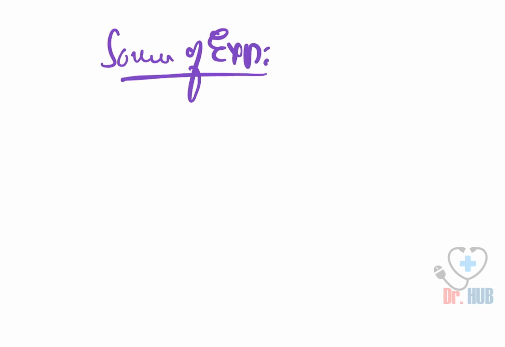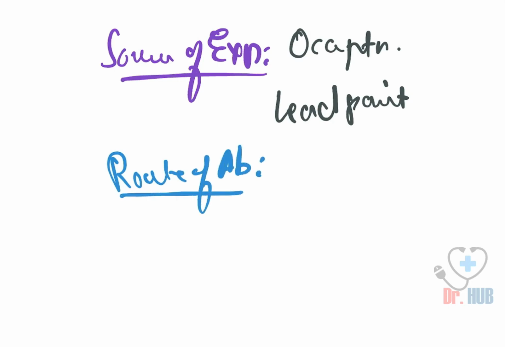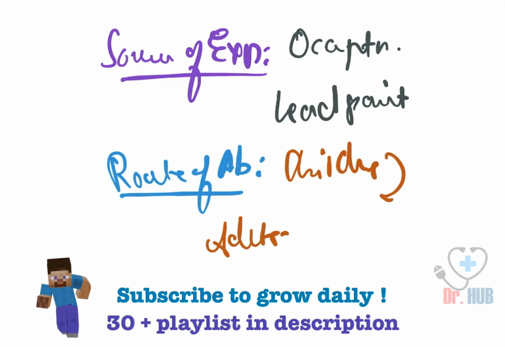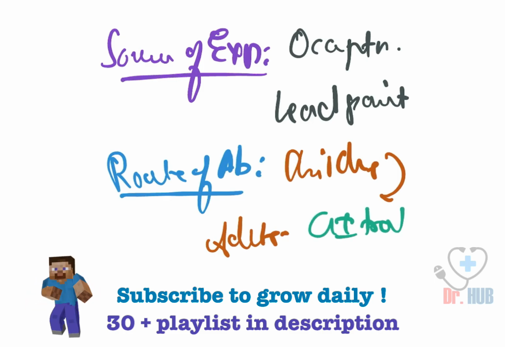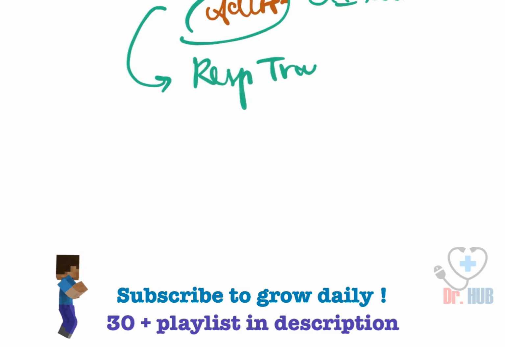So firstly, we are looking at the source of the exposure. It can occur either with an occupational source as well as in case of use of lead paint. Then looking at the route of absorption, it differs in children and in adults. In children, it is mainly by the GI tract, whereas in adults, it is by the respiratory tract.